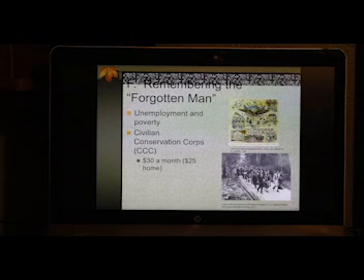Also, they recruited blacks into the program as well as whites. And at first, the camps were desegregated. But then a lot of people from the surrounding communities didn't like that, and so they did become segregated.